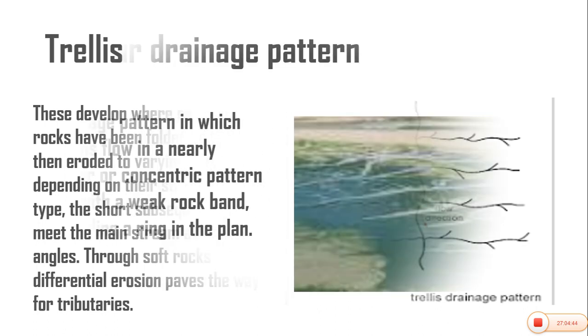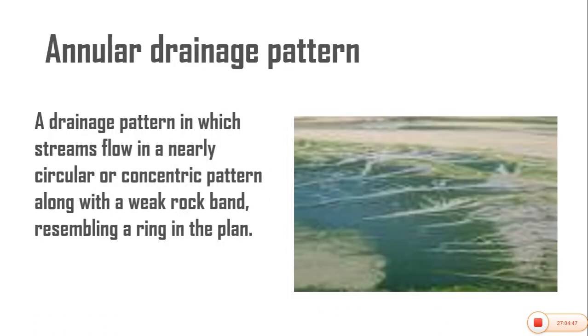The next type of drainage pattern we'll be looking at is the annular drainage pattern. In the annular drainage pattern, streams flow in a nearly circular or concentric pattern along a weak rock belt, resembling a ring in the plane. This is an image representation of an annular drainage pattern. If you look at the way the water is draining from these tributaries or channels and collecting here, it looks like a ring. It's a ring-like or circular pattern.